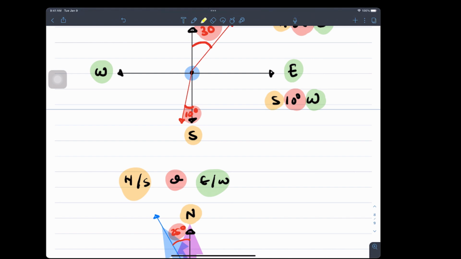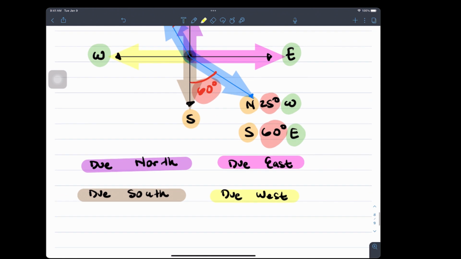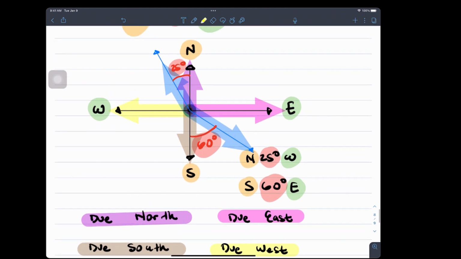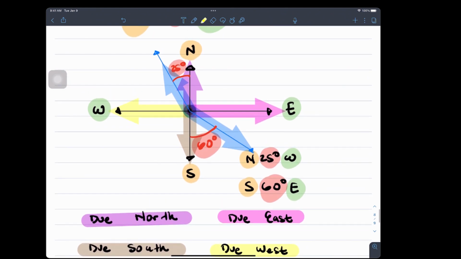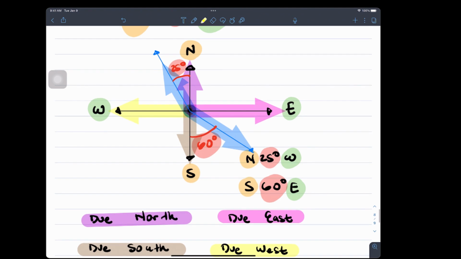Does anybody have any questions on that? You guys clear with a compass? Up is due north, down is due south, to the right is due east, to the left is due west. We generally read it as north, angle east or west, south, angle east or west. You just read it left to right as you're reading a book.